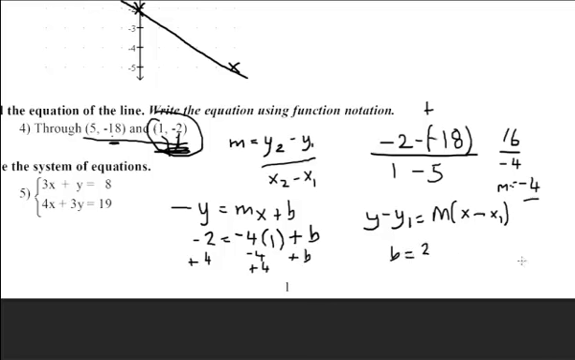Okay, so the final answer is this. Here we go. y equals -4x plus 2. That's the slope. Okay, there we go. That's how we solve it. Okay, find the slope, then put it into either one of these two. It doesn't matter.